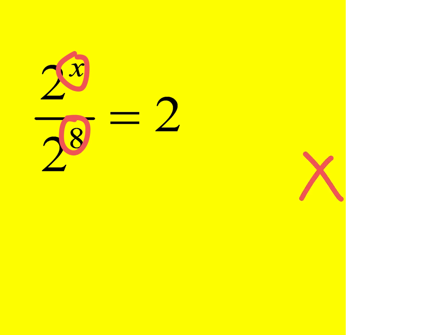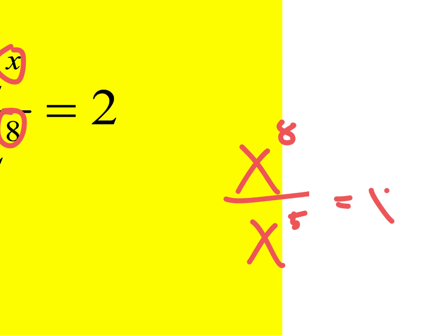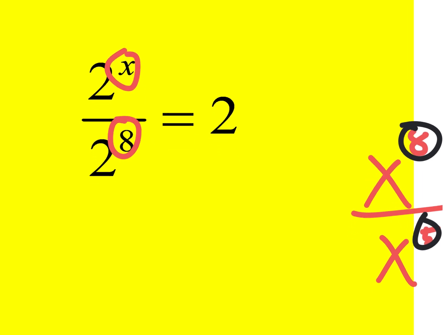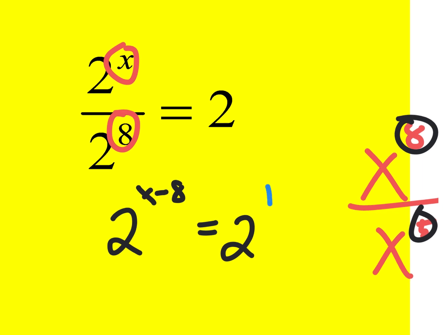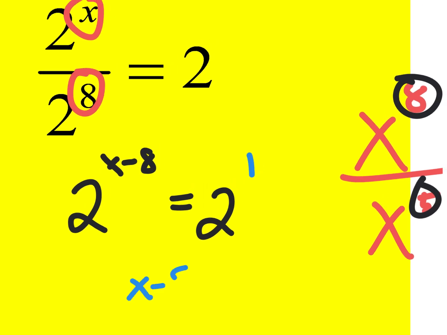In case you forgot, let's say I had x to the 8th over x to the 5th. Do you get the answer to that would be x to the 3rd? Right? Because don't you just take this minus this? Yeah, that's what you do. So this would be 2 to the x minus 8 equals 2. And now the bases are the same, so the exponents can be equal. Well, this doesn't have an exponent, so I'm going to put an exponent of 1. And all of a sudden, x minus 8 has to equal 1. Add 8 to both sides, x equals 9.